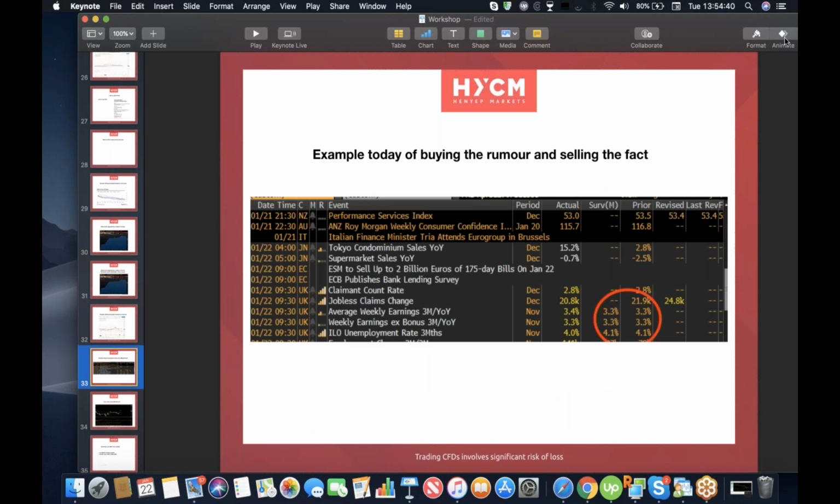This was an example today. So I re-entered my pound position by doing the opposite of selling the rumor and buying the fact, which is buying the rumor and selling the fact. So here I could see, at 9:30 GMT time, the market was expecting average weekly earnings of 3.3%, and weekly earnings excluding bonus of 3.3%. Now, when you looked at that in the context of the Great British Pound, they were really good numbers.